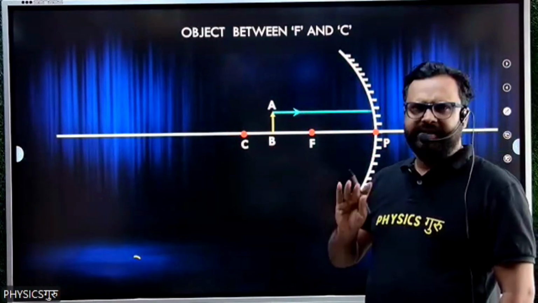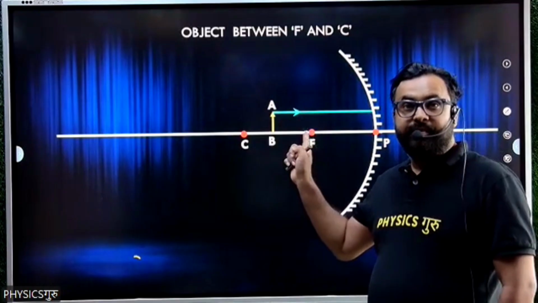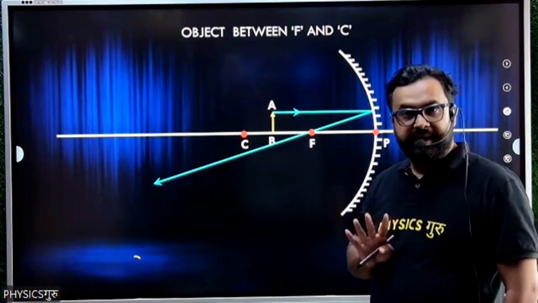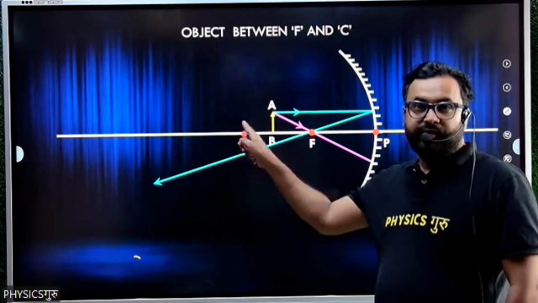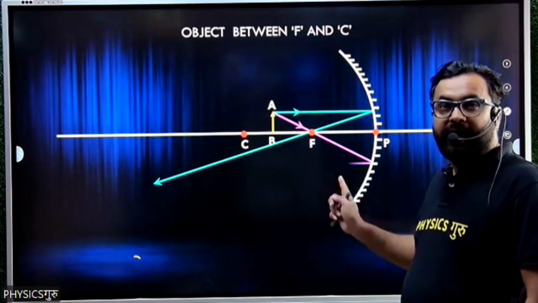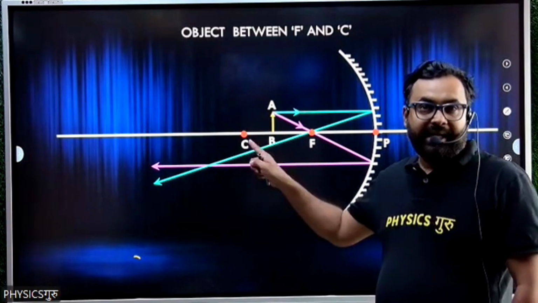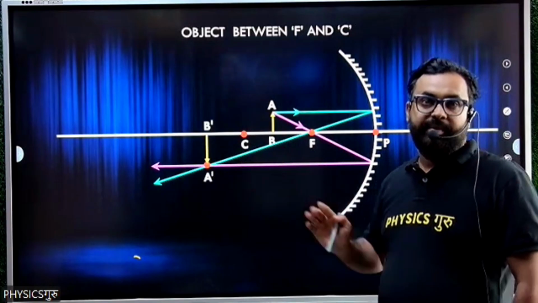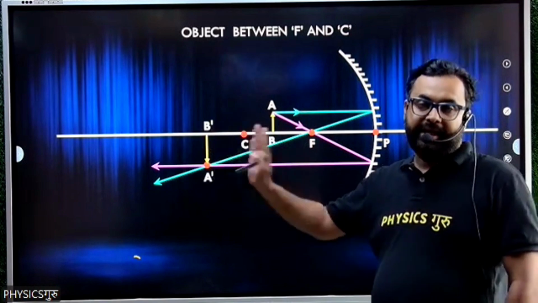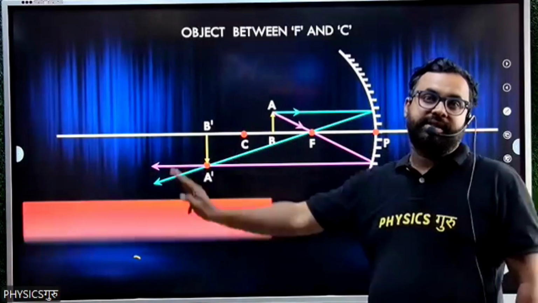First step, you need to draw a line parallel to the principal axis. After reflection, it passes through focus. Second step, you need to pass a line from focus. After reflection, it will move parallel to the principal axis. Where the lines intersect gives you the image formation. So image is formed beyond C. I repeat, when an object is placed between C and F, image is formed beyond C.